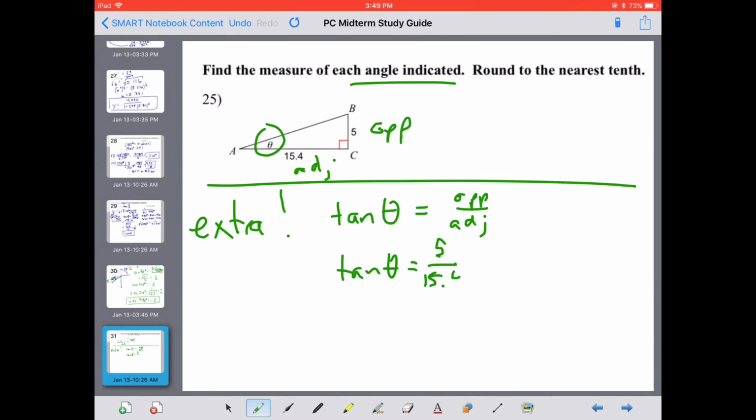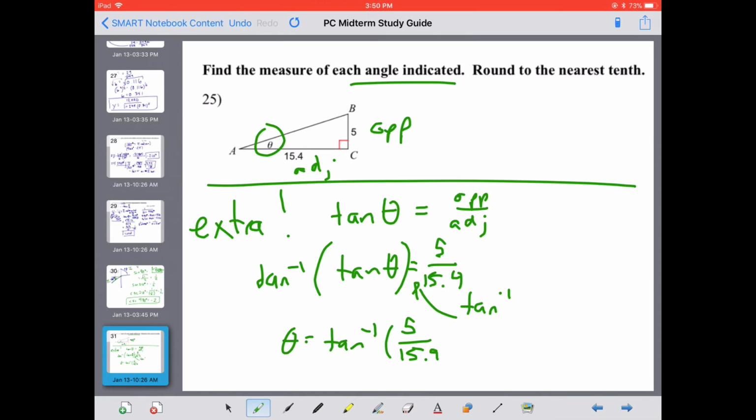The way that we can actually solve for our angle is we have to do the opposite of taking the tangent of something, which for us is just the inverse, and we always show our inverse by what looks like a -1 in the exponent of both sides. It's kind of tricky to squeeze stuff in here, so the inverse tangent goes to the left of this. So that means theta is equal to tan inverse of 5 divided by 15.9.